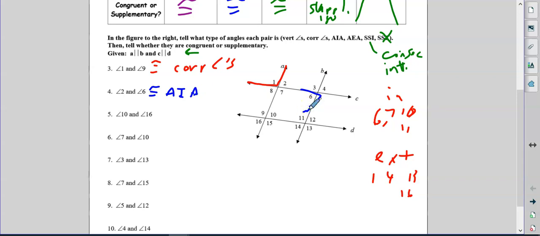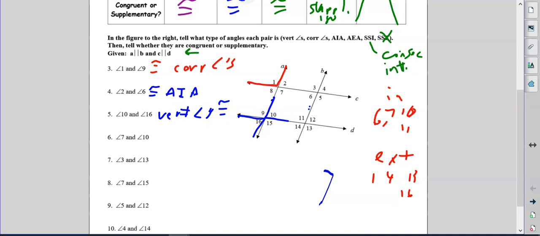Well, 10, I've just messed this up, so I'm going to just kind of get rid of him and redraw it. Here's 10. It is an acute angle. And then we have 16, which is right here, which is also acute, and it's vertical, which means they are congruent.